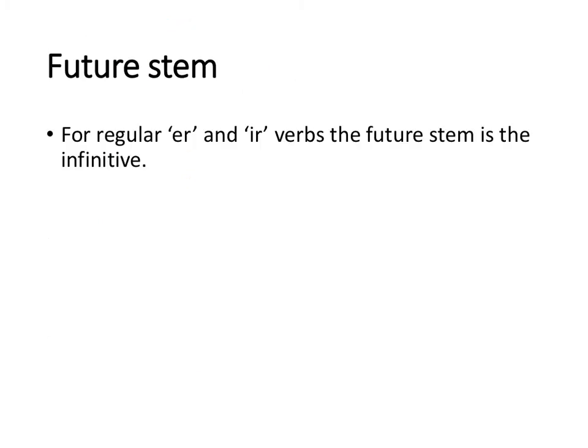So firstly, we're going to need to look over how to form that future stem. Now, for regular ER and IR verbs, the future stem is just the infinitive. So for instance, for the verb finir, the future stem is finir. For the verb manger, the future stem is manger.